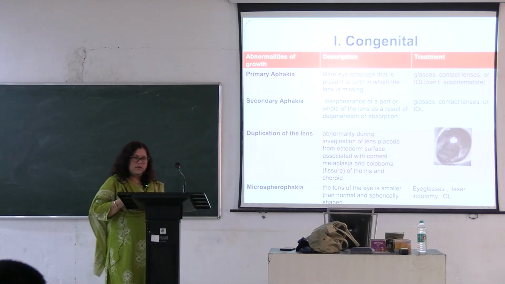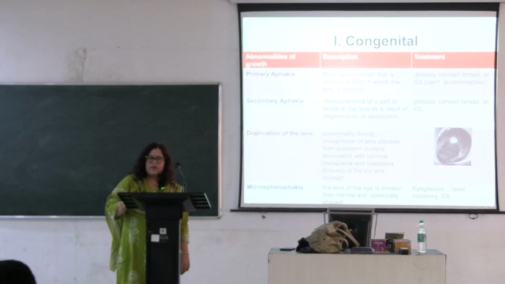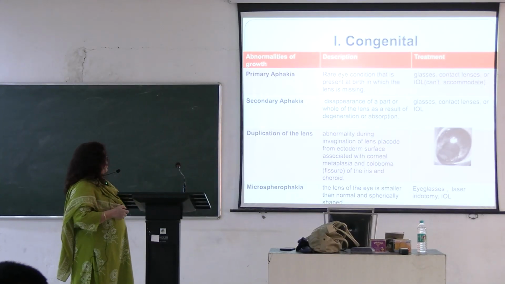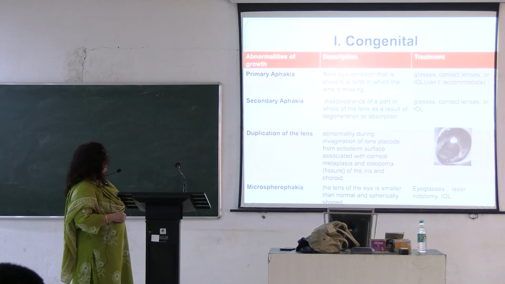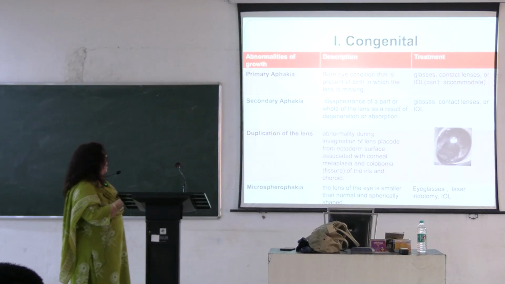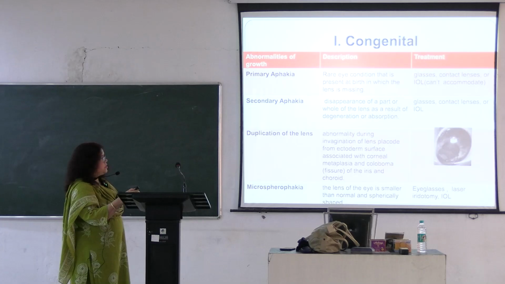First one is congenital aphakia. Phakia means lens, aphakia means absence of lens. So congenital aphakia is a very rare condition, and if the lens is absent since birth, it is called congenital aphakia. Its treatment is glasses and contact lenses, but at this time IOL implantation is not possible.